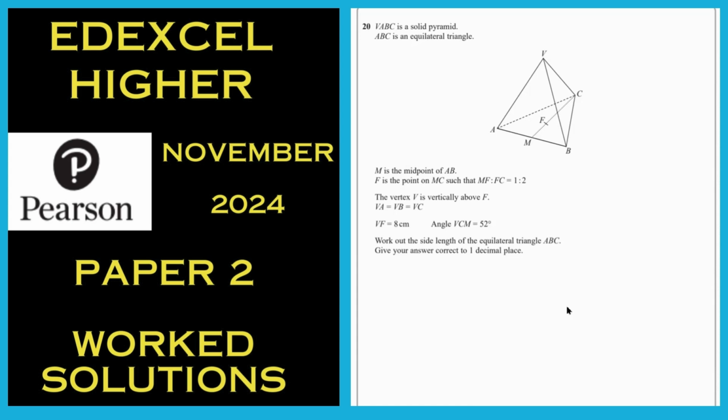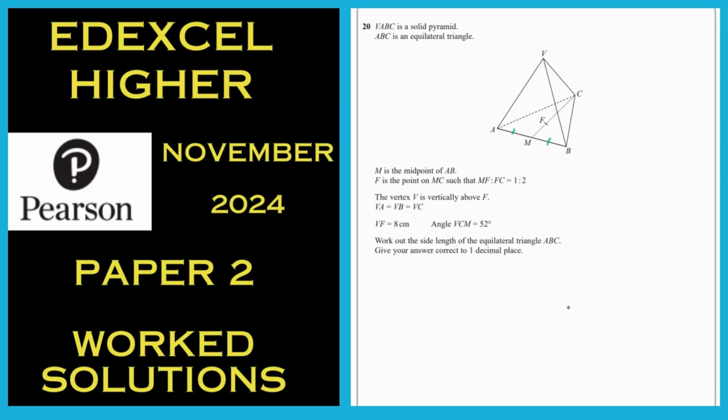Number 20, we've got a bit of three-dimensional trigonometry going on. So what we're told at the top, solid pyramid, and ABC is an equilateral triangle. Okay, great. M is the midpoint. You could obviously put a 1-to-1 ratio on there if you wanted to, but it's fine. You could put the notches. I'll leave it at that.